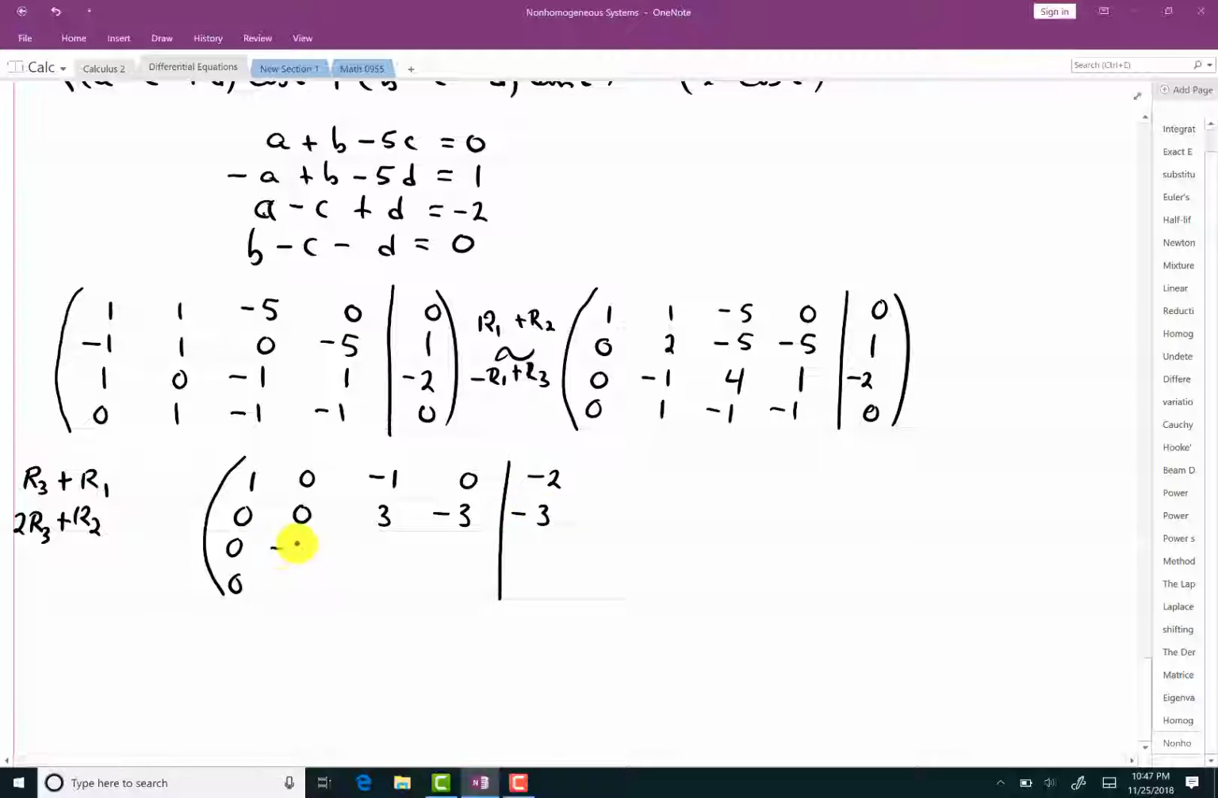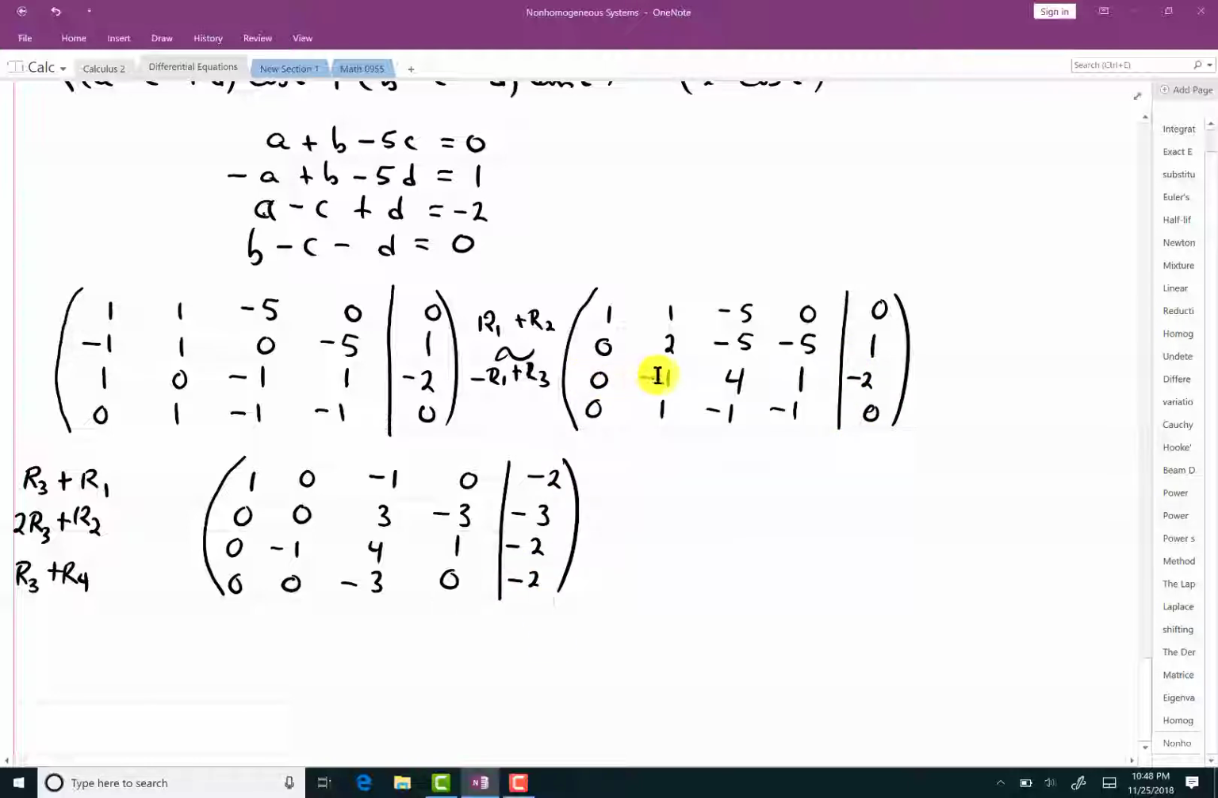Of course, I don't affect the row itself. And then finally, if I take row 3 and add it to row 4, I'll be able to wipe out this leading coefficient. 4 plus negative 1 will be negative 3. 1 plus negative 1 will be 0. And then negative 2 plus 0 will be negative 2.